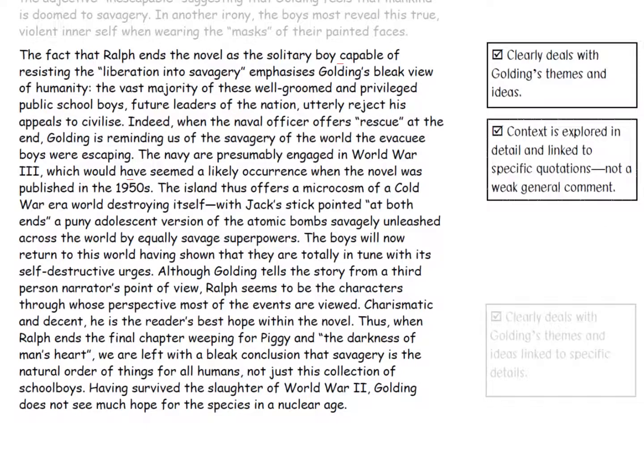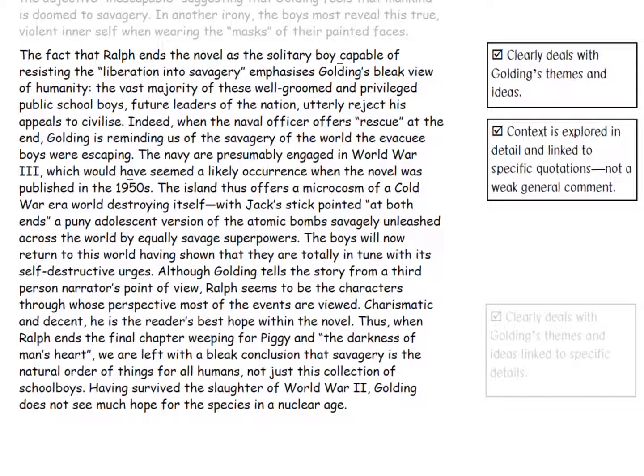The Navy are presumably engaged in World War III, which had seemed a likely occurrence when the novel was published in the 1950s. The island thus offers a microcosm of a Cold War era world destroying itself. With Jack's stick pointed at both ends, a puny adolescent version of the atomic bombs savagely unleashed across the world by equally savage superpowers. The boys will now return to this world, having shown that they are totally in tune with its self-destructive urges.